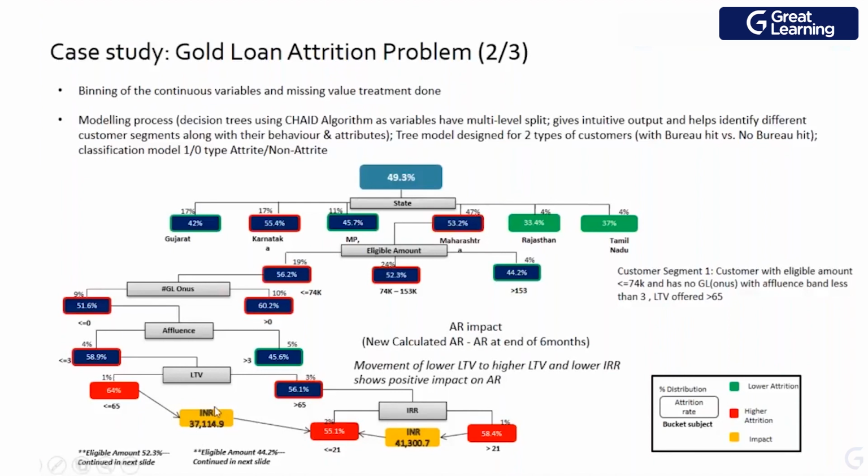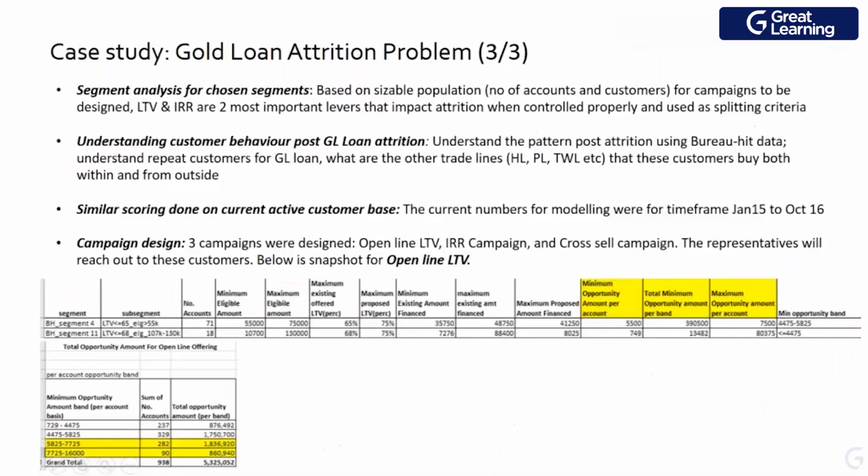And this is just one customer segment. There were about 12 to 13 other customer segments for only bureau hit, and another 12 to 13 for no bureau hit. Now we have to do a segment analysis for the chosen segments. How we chose the segments, in discussion with the business, was that we chose the segments where there is a sizable population in terms of the number of accounts and customers. Because when you have to run a campaign, you need some sizable population to run it on. If you've chosen a customer segment which has a very minimal number of customers, then it doesn't make sense to target them.